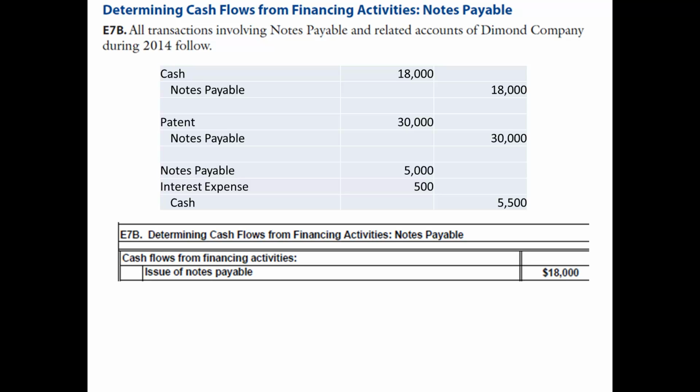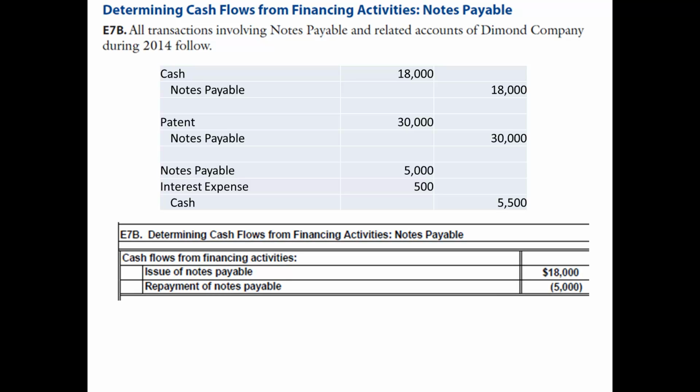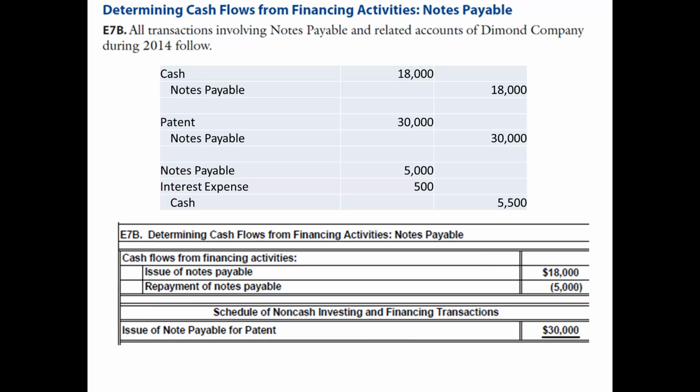So the first thing, we issued a note payable. As I mentioned, we received cash for that note payable, so that's considered a cash inflow, which is why you see the $18,000 shown as a positive number. Then we repaid a note. We paid $5,000 that pertained to that note. Granted, we paid $5,500, but the principal amount for the note was actually only $5,000. And since we repaid it, that means we spent money, so that's in parentheses to show a cash out.